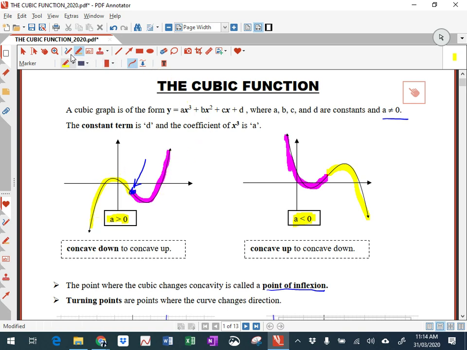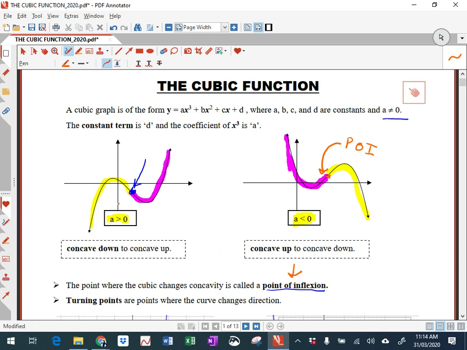Now, just be aware though that you have a point of inflection, where it changes concavity, just this point here. So it changes from concave up to concave down and vice versa. That is called a point of inflection. Just to abbreviate that, sometimes we write down POI, point of inflection, which is written down there.